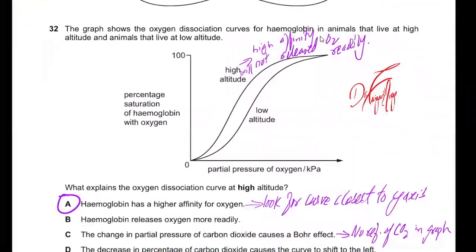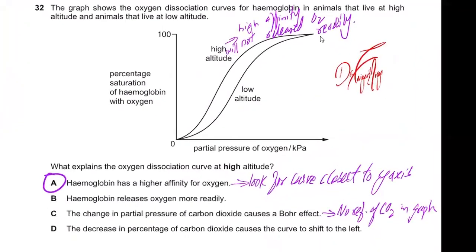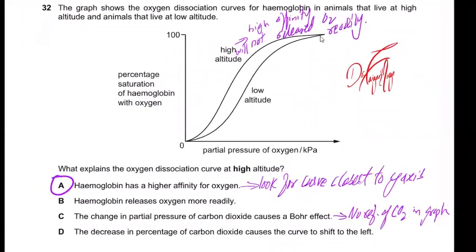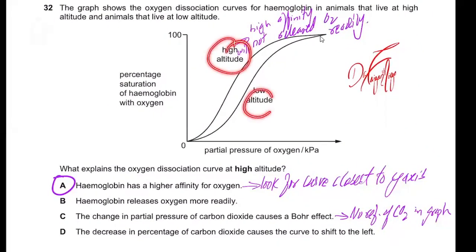The graph shows you the oxygen dissociation curve of hemoglobin in animals that live at high altitude and animals that live at low altitude. This is high altitude, this is low altitude. This y-axis shows you percentage saturation of hemoglobin with oxygen. X-axis shows you partial pressure of oxygen in kilopascals. As you increase the partial pressure of oxygen, the percentage saturation of hemoglobin is increasing.